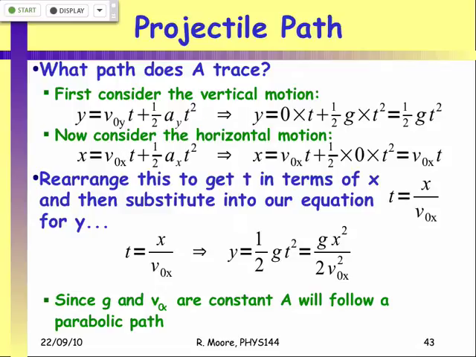It's a parabolic path. So we've just shown here that when you have projectile motion under a constant gravitational field, you will always end up with a parabolic path. The shape of the parabola will depend on how strong the gravitational field is and the initial component of the velocity in the x direction, but it will always be a parabolic path. So you're always going to end up with a parabola.